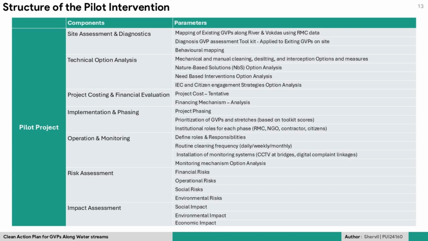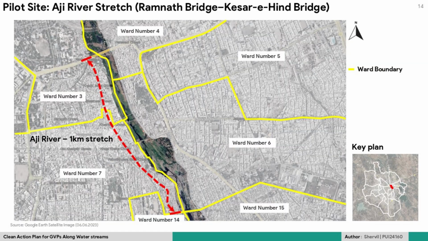The pilot intervention brings together 7 components, from diagnostics and technical options to costing, phasing, monitoring, and risk assessment, forming a complete cycle of planning to long-term O&M. The chosen pilot is a 1 kilometer stretch of Aji River between Ramnath Bridge and Kesare Hind Bridge, a culturally significant zone with recurring waste accumulation.